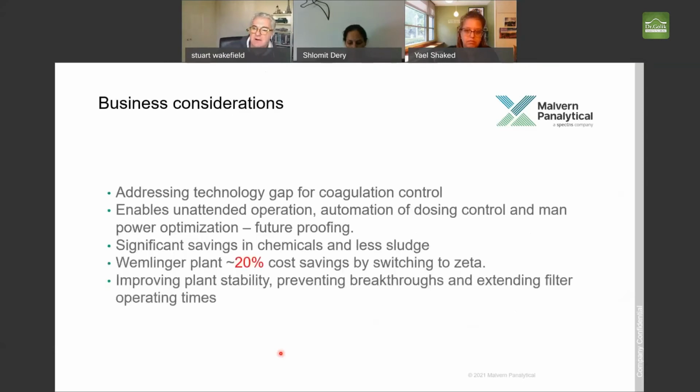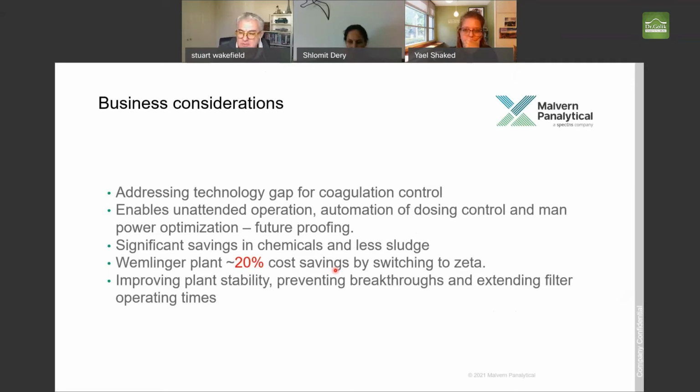And if we look at how that translates into the business considerations for justifying this, clearly they have addressed a technology gap that they had for flocculation or coagulation control. It enables unattended operation and automated dosing control so they can utilize manpower better.